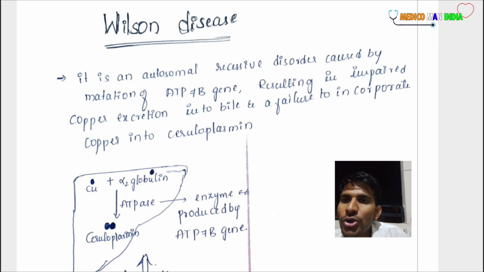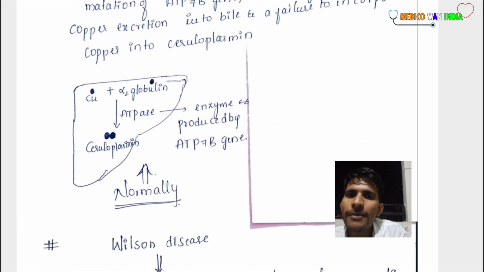Wilson's disease is an autosomal recessive disorder caused by mutation of the ATP7B gene, resulting in impaired copper excretion in the bile and failure to incorporate copper into the ceruloplasmin. Okay, let me explain in a simple way.